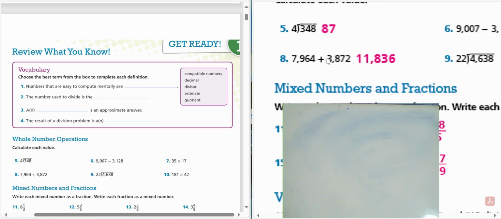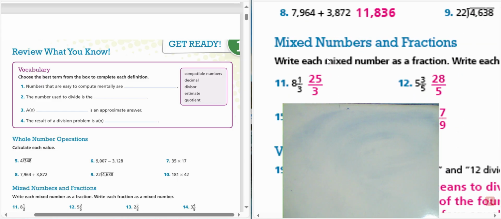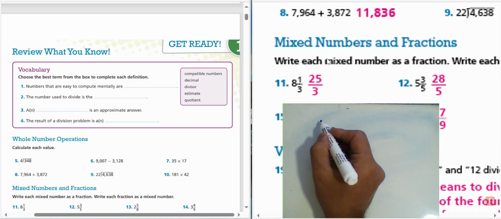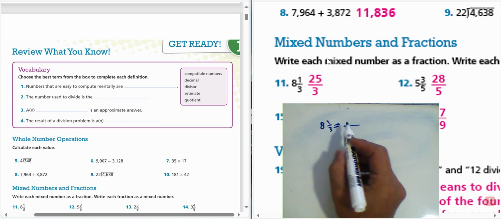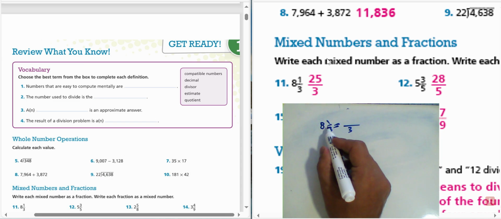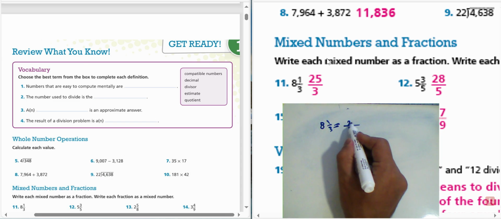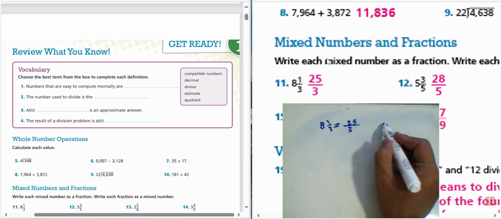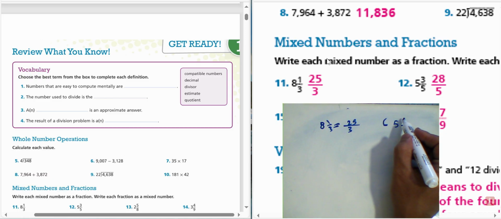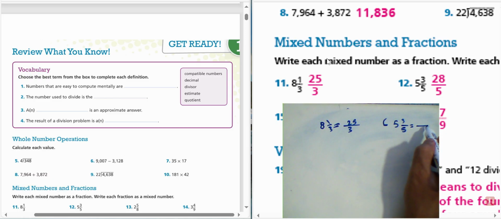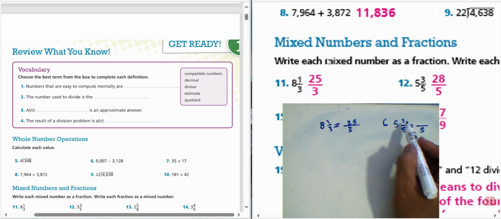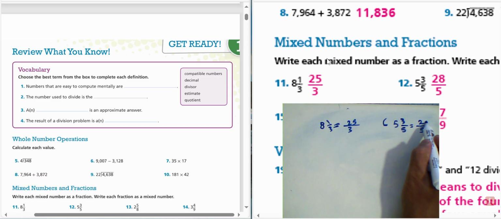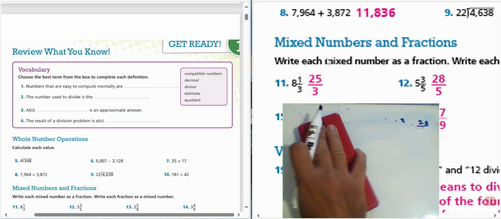Next question, mixed number and fraction. We have here 8 and 1 third. We can convert from mixed number to improper fraction. 3 in the denominator, 3 times 8 is 24, 24 plus 1 equals 25. And we have 5 and 3 over 5. We write 5 in the denominator, 5 times 5 is 25, 25 plus 3 equals 28, then the result will be 28 over 5.